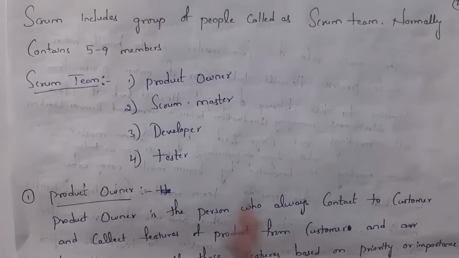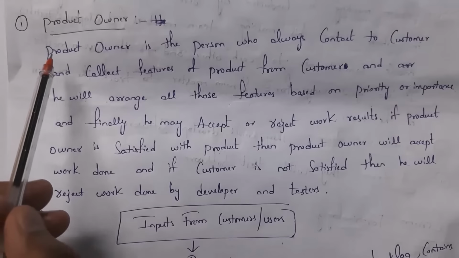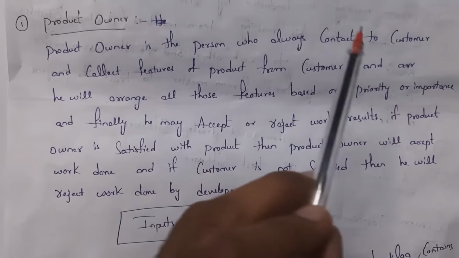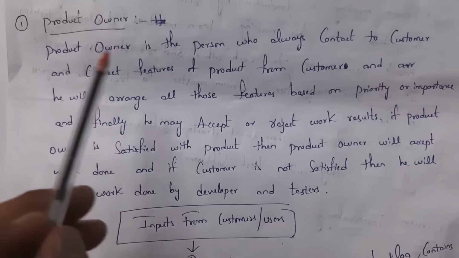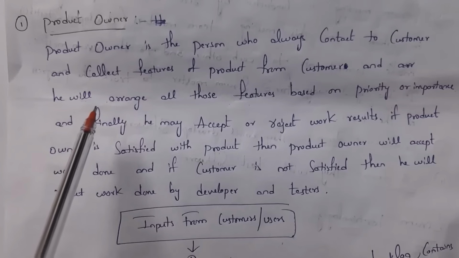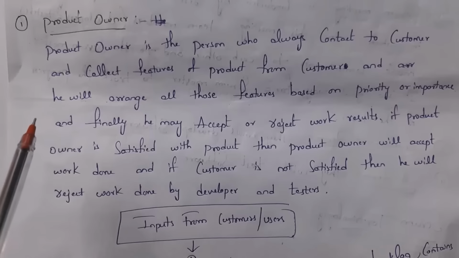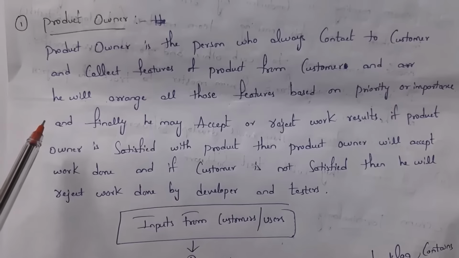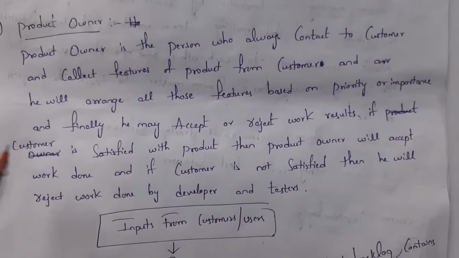At first I will explain the role of the product owner. Product owner is the person who always contacts the customer and collects the features of the product from the customer, and he will arrange all those features based on priority or importance. And finally he will accept or reject work results. If the customer is satisfied with the product, then the product owner will accept the work done. If the customer is not satisfied, then he will reject the work done by developers and testers.